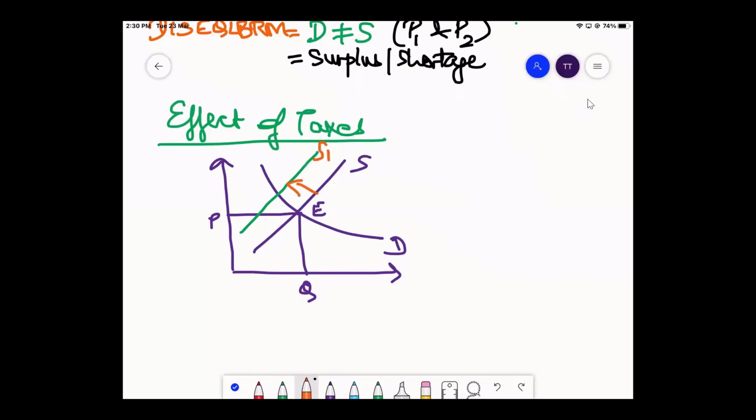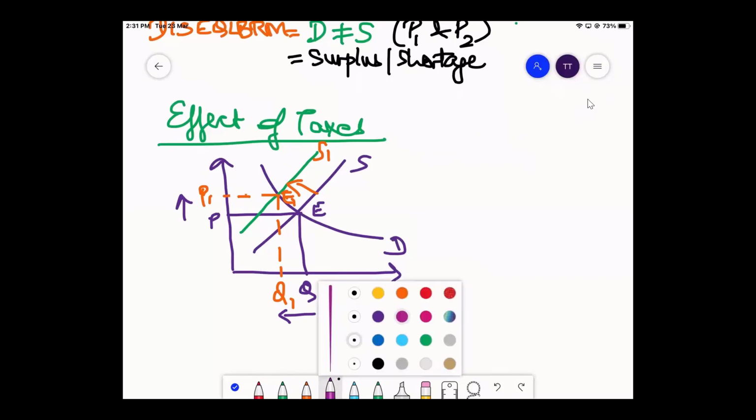Let's label this as S1. And now there is a new equilibrium here, which is E1. Okay, and you bring it down. It's Q1, P1, right? So what does it indicate? What does it tell you now? So we will say the effect of taxes on the market. What does it do?